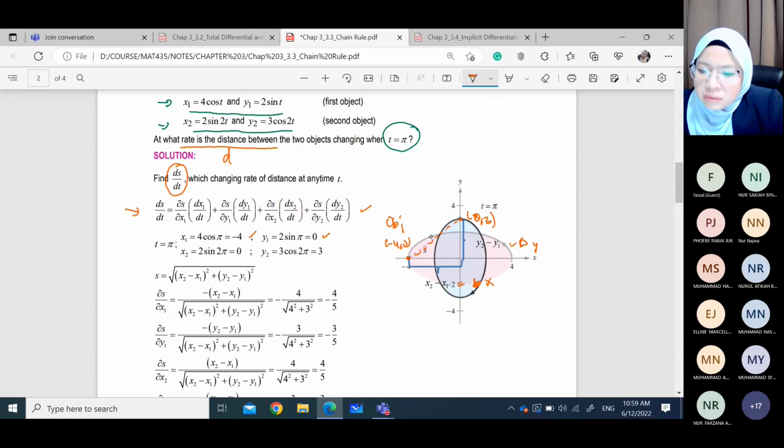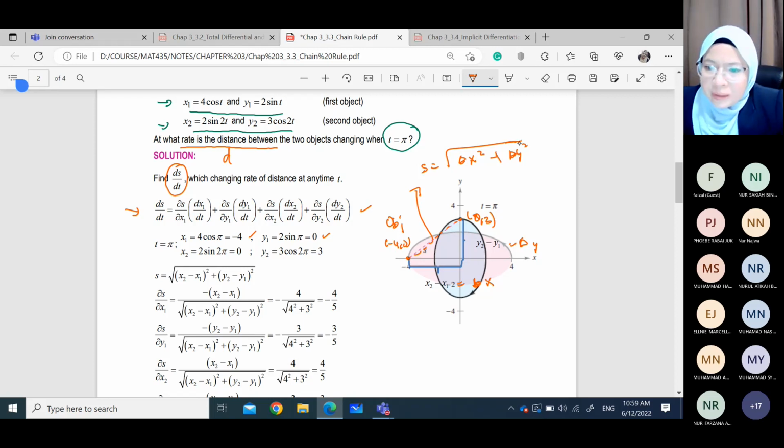Okay, so now we want to find this distance. So this is about X, Y. Let's say this one is S, which is equivalent to the square root of changes of X to the power of 2 plus changes of Y to the power of 2. So we have this formula for S, which is the square root of (X2 minus X1) to the power of 2 plus (Y2 minus Y1) to the power of 2.